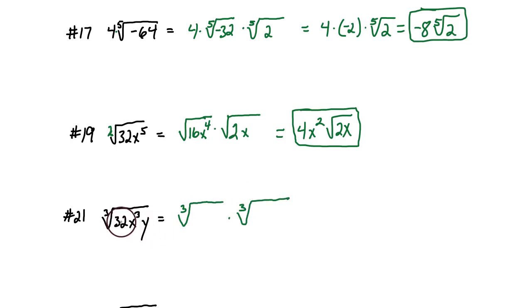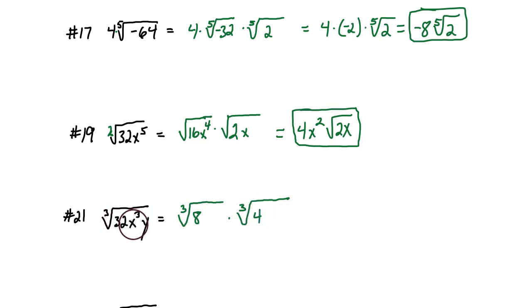Should we go 16 times 2? Nope, because doing the cube root of 16 doesn't make a nice answer either. How about 8 times 4? Yep, the cube root of 8 will produce an integer. It'll make 2. So let's go 8 times 4 is the 32.